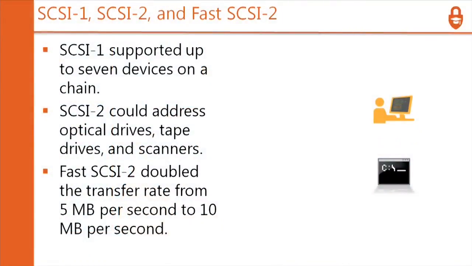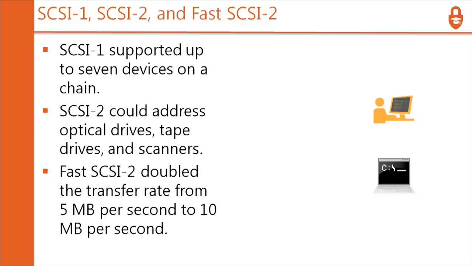Other drive settings. Again, we're going back to the older stuff. Multiple block reads, so you can read blocks of data at a time. 32-bit disk access. Again, we know we have much larger serial buses than that. SCSI 1, Small Computer Systems Interface Series 1, Series 2, and Fast SCSI 2. SCSI 1 supported up to 7 devices on a chain. Remember, we talked about that. SCSI 2 could address optical drives, tape drives, and scanners. So they got a few more commands in the protocol.